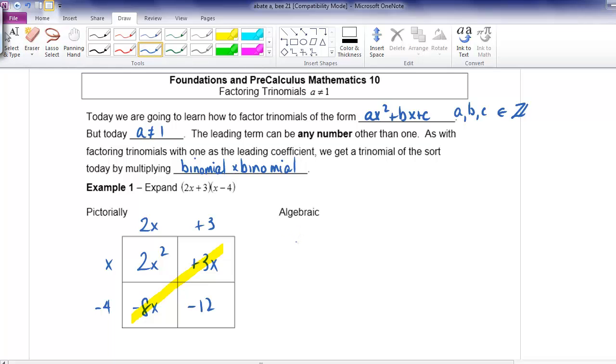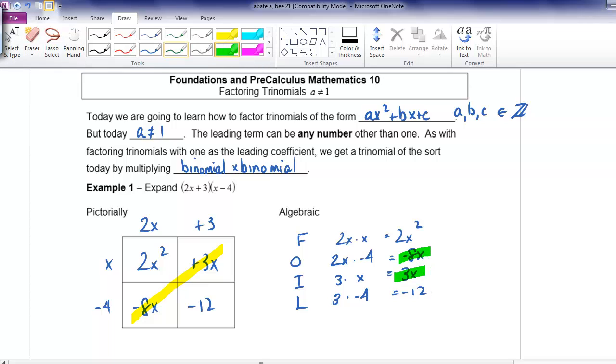Okay, algebraically then, we're going to go fishing. So remember the word FOIL. We're going to multiply 2x times x, and that's 2x squared. We're going to multiply the outside terms, 2x times negative 4, and that's equal to negative 8x. We're going to multiply 3 times x, and that's 3x. And we're going to multiply the last terms of our binomial, 3 times negative 4, which is negative 12.